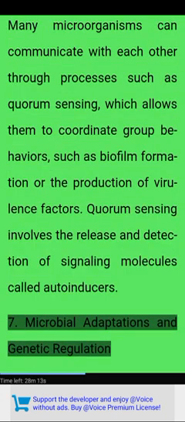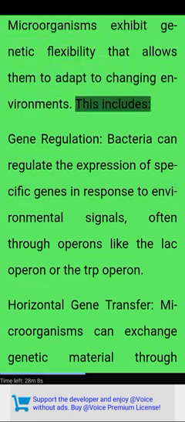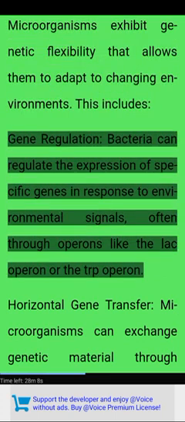7. Microbial adaptations and genetic regulation. Microorganisms exhibit genetic flexibility that allows them to adapt to changing environments. This includes gene regulation. Bacteria can regulate the expression of specific genes in response to environmental signals, often through operons like the lac operon or the trp operon.